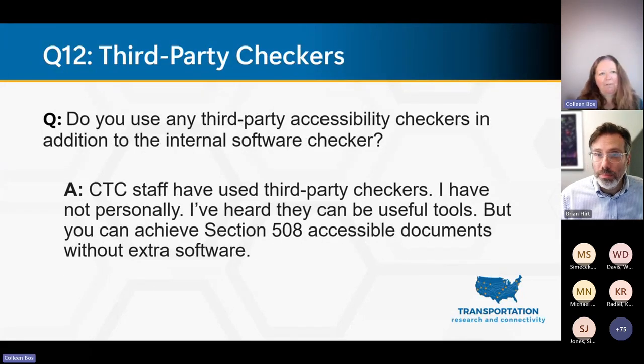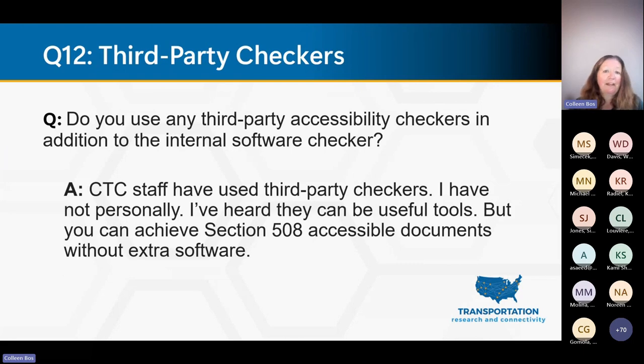All right. Question 12 is about third-party checkers. Do you use any third-party accessibility checkers in addition to the internal software checker? And the answer is, I have not personally, but I did check around with some of my CTC colleagues, and they have used third-party checkers and say that they can be quite useful. But I want to go back to the fact that I have never used a third-party checker because you can achieve Section 508 accessible documents without buying extra software. And they might be really helpful. It might make it easier. That time savings might be worth it to you, but it's not something that you really need to have, in my experience.